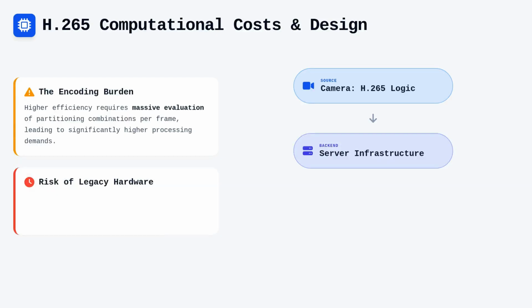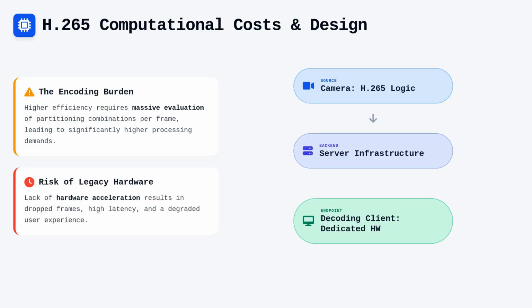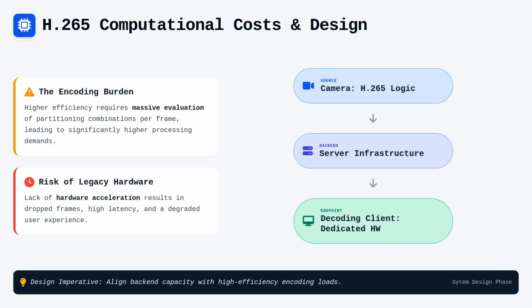If you attempt to process these streams on older workstations lacking hardware-accelerated decoding, you will quickly observe dropped frames and a degraded user experience. Understanding these resource constraints is essential for any system designer, as you must ensure that your back-end server infrastructure is capable of handling the increased load that comes with modern, high-efficiency encoding schemes.